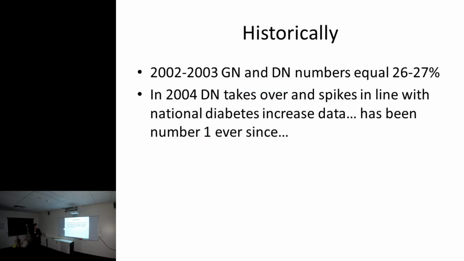So like I say, historically, glomerulonephritis was number one, but diabetic nephropathy took it over in 2004. They were pretty even rates up until then, 26 to 27% of clients. But yeah, diabetes has been number one ever since.